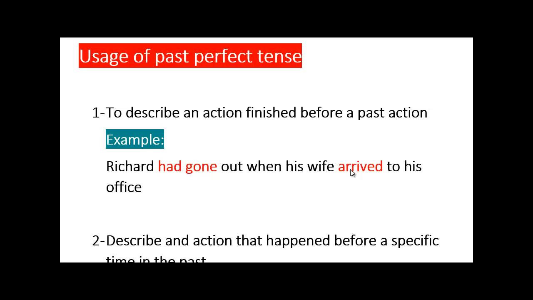You got that? So wife arrived is past simple, while Richard had gone out, had gone, is past perfect. So past perfect is further in the past than the past simple. You got that, guys? Yes. Okay. So Richard had gone out when his wife arrived at his office. So he went out and then the wife arrived.